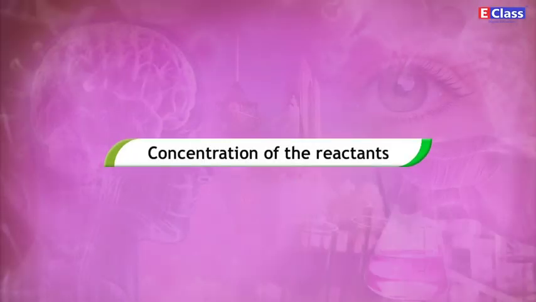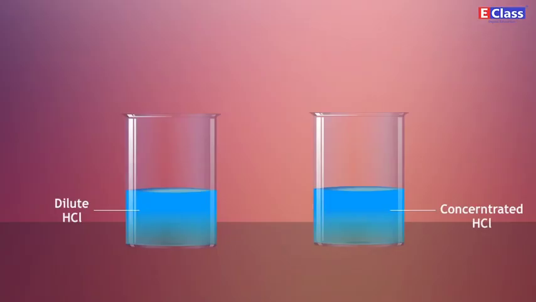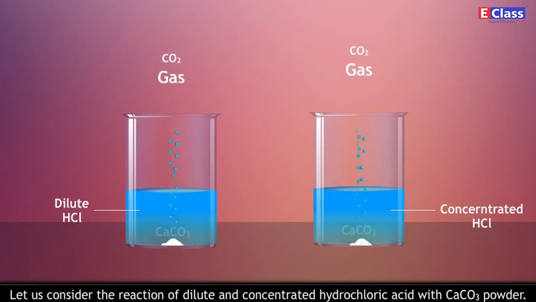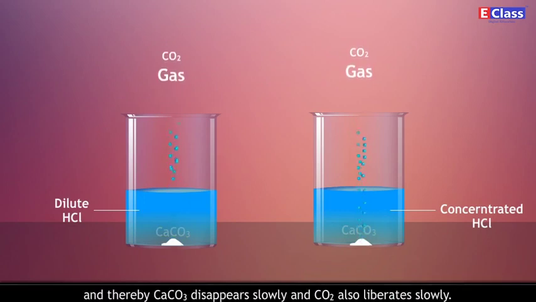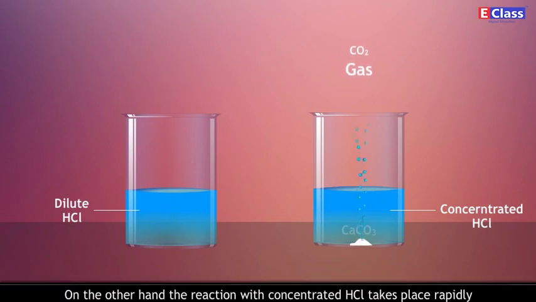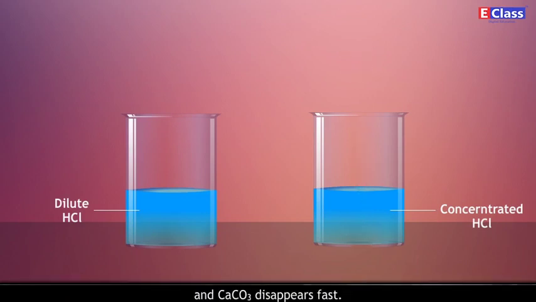C. Concentration of the reactants. Let us consider the reaction of dilute and concentrated hydrochloric acid with CaCO3 powder. Dilute HCl reacts slowly with CaCO3 and thereby CaCO3 disappears slowly and CO2 also liberates slowly. On the other hand, the reaction with concentrated HCl takes place rapidly and CaCO3 disappears fast.